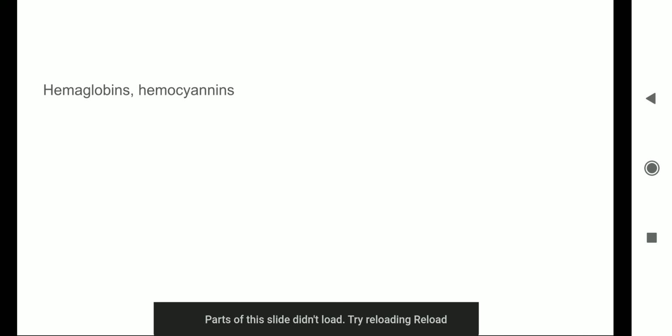Then we come to hemocyanin, which is present in an organism such as mollusks, such as snails. It has copper 1 plus in its oxygen carrier molecule. Its color change from deoxy to oxy is colorless to blue, and its molecular weight is up to 9 into 10 raised to 6 daltons.